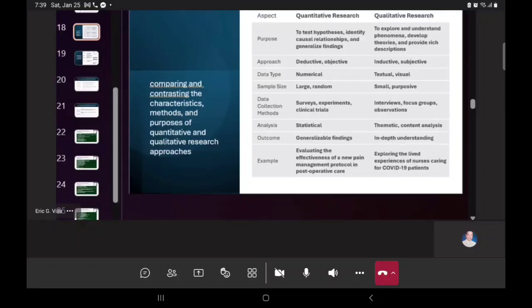Many researchers advocate for mixed methods. This mixed methods approach combines both quantitative and qualitative elements to provide a more comprehensive understanding of complex health issues.